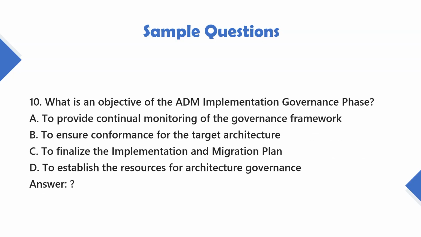10. What is an objective of the ADM Implementation Governance Phase? A. To provide continual monitoring of the governance framework. B. To ensure conformance for the target architecture. C. To finalize the implementation and migration plan. D. To establish the resources for architecture governance.